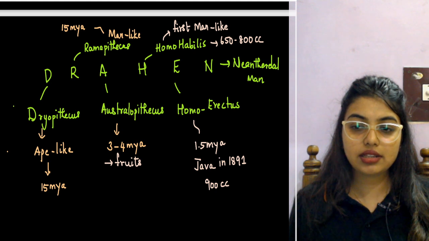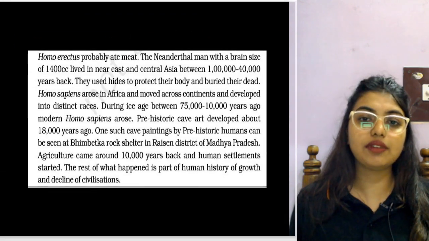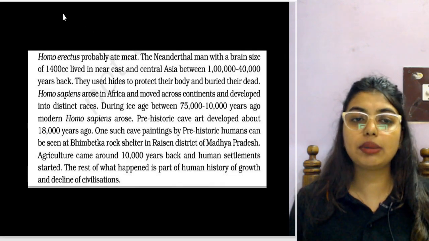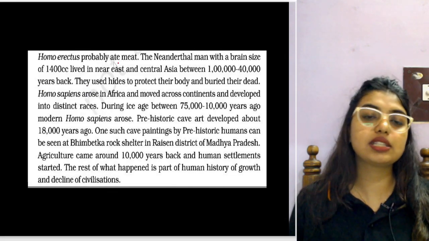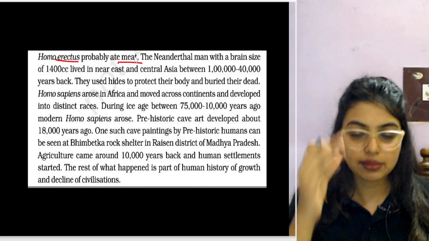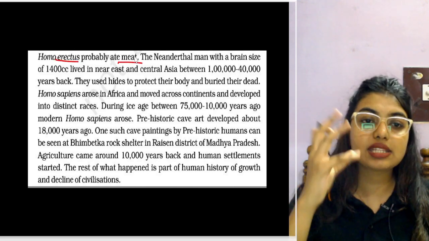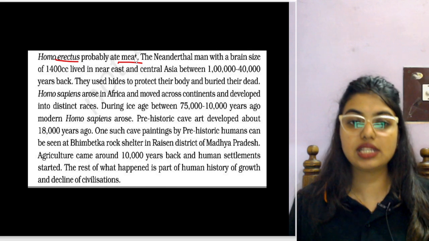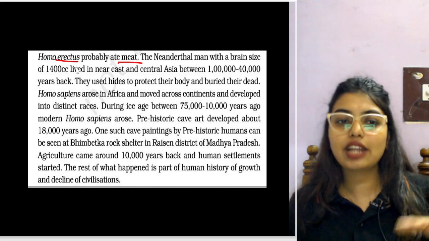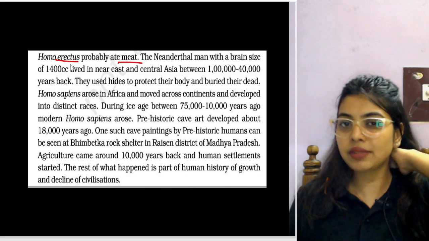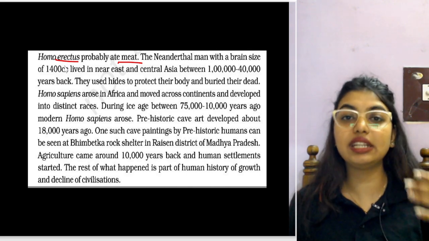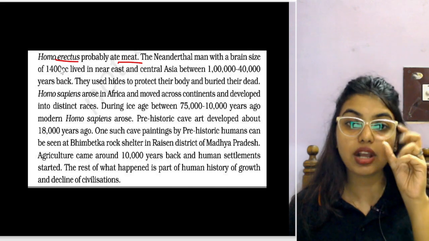And then Neanderthal man was the ones who started covering. So Homo erectus probably ate meat. Okay, so those two people were not eating meat. Who? Australopithecus and Homo habilis weren't eating, but Homo erectus was starting to eat meat. Neanderthal man, their brain size was around 1400 cc, lived in the Near East and Central Asia between like 1 lakh to 40,000 years back. Okay, in the near past, they used to use hide to protect their bodies and used to bury the dead. So that's when they understood that there was some cultural importance.